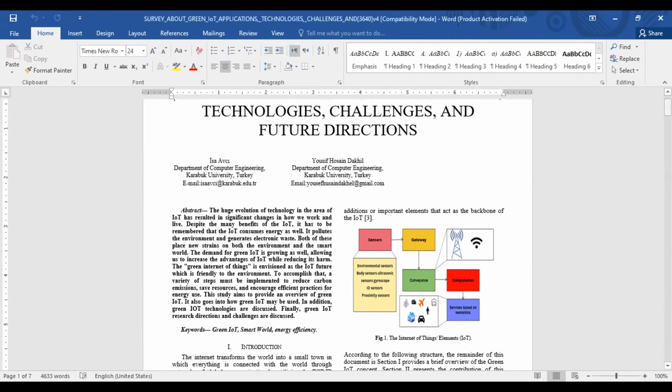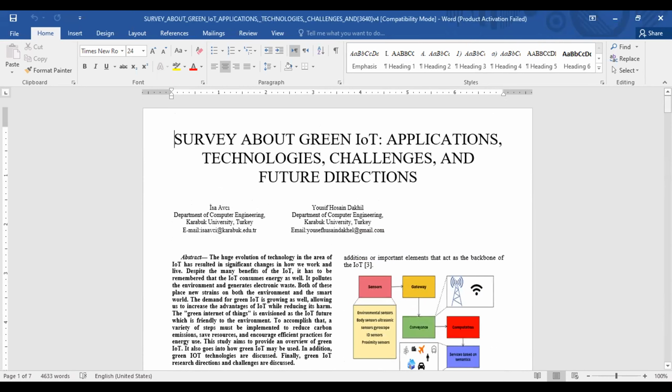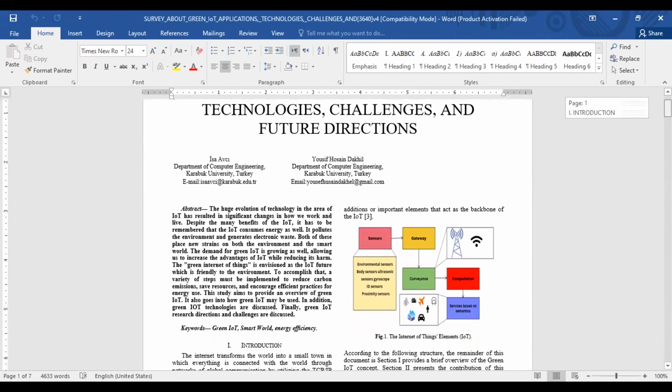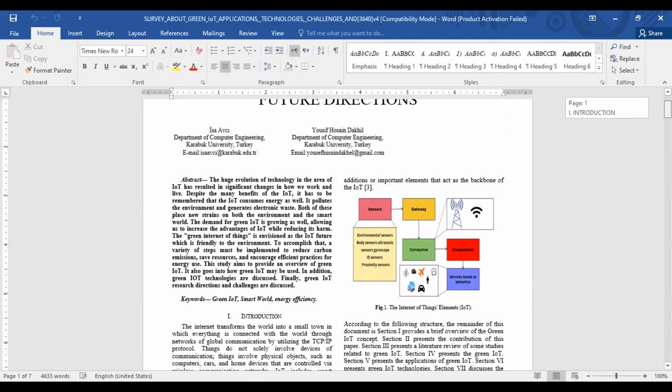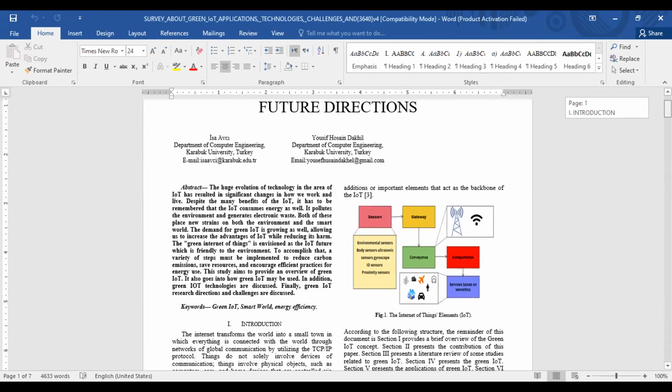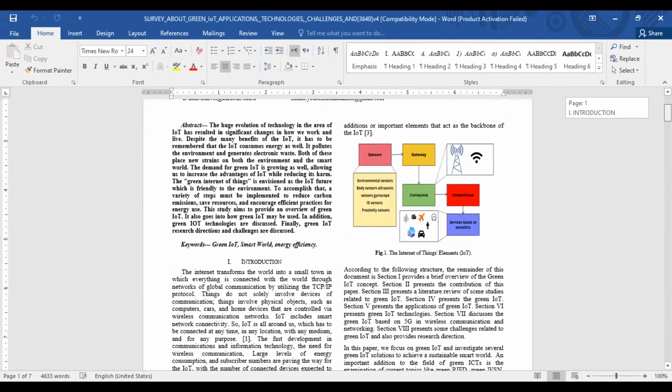Okay. My second paper is about a survey. I did a survey about green IoT: what the applications of IoT are, the technologies, the challenges, and the future direction. I will explain it briefly because it has many details and I have limited time. So now the abstract: the huge evolution of technology in the area of IoT has resulted in significant change in how we work and how we live. Despite the many benefits of IoT, it has to be remembered that IoT consumes energy.